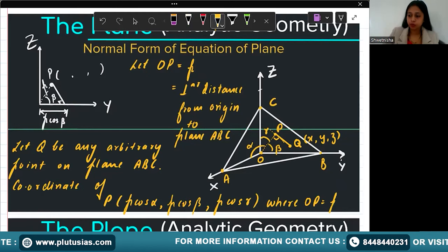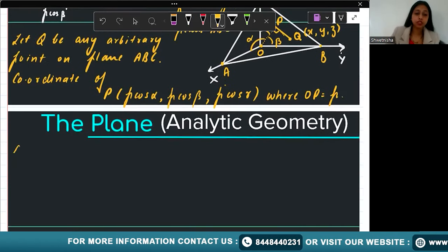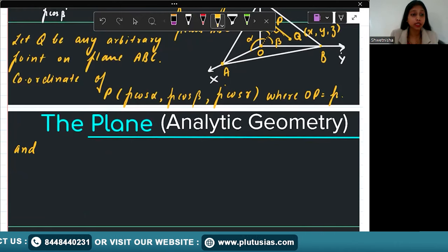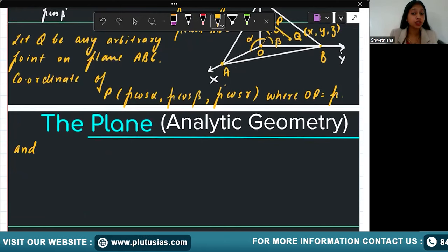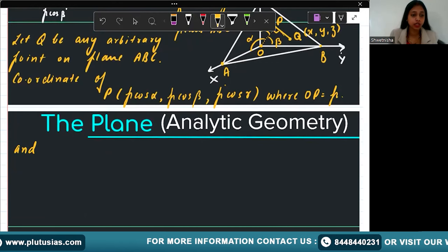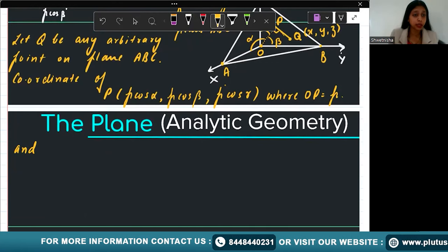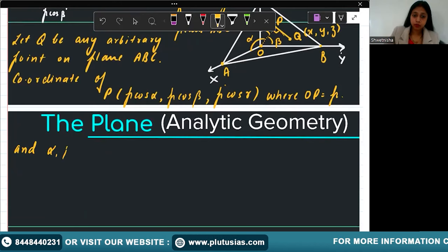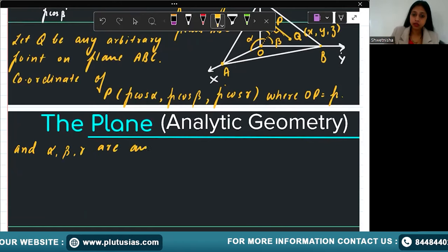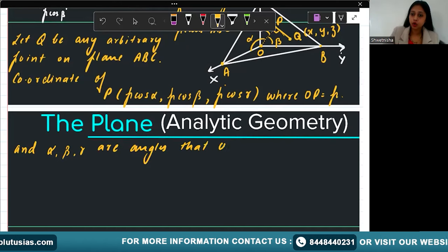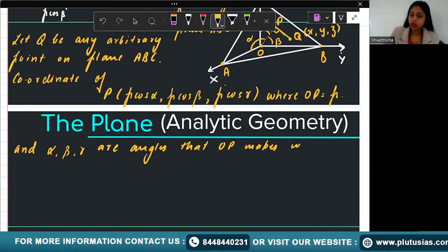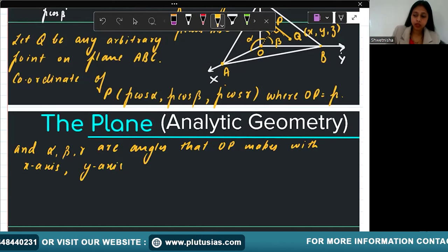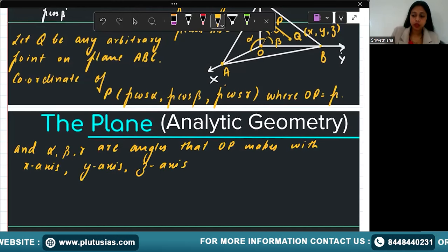Where obviously OP is small p, and alpha, beta, gamma need to be defined. Every variable that you're taking, you need to define in your answer, in your questions, everywhere, whatever is not given in the question. For example, if you're trying a question and these alpha, beta, gamma are not given in the question and you are taking them, it's important that you define them. So alpha, beta, gamma are the angles that OP makes with the x-axis, y-axis and z-axis respectively.